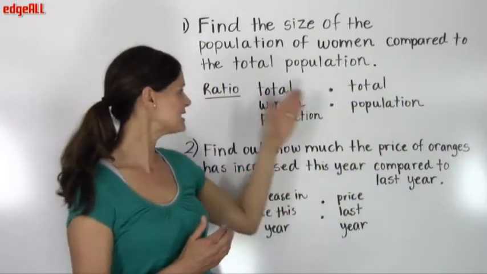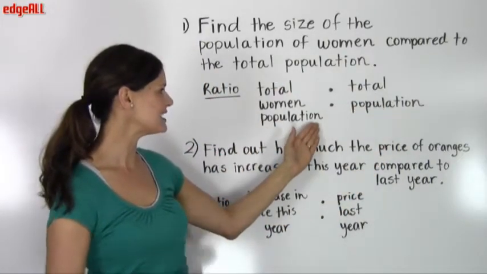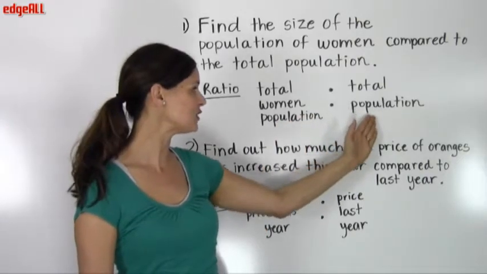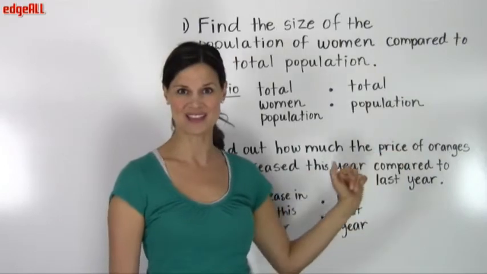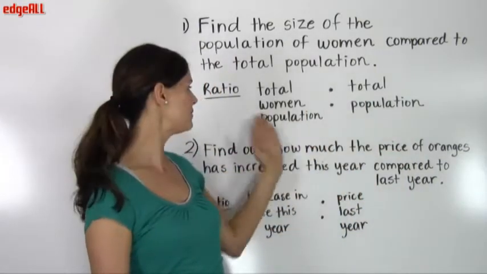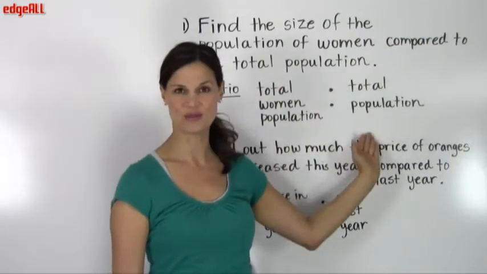And in this case, my quantity 1 is the population of women, and my quantity 2 is the total population. So we're comparing these two pieces, one part to the total.